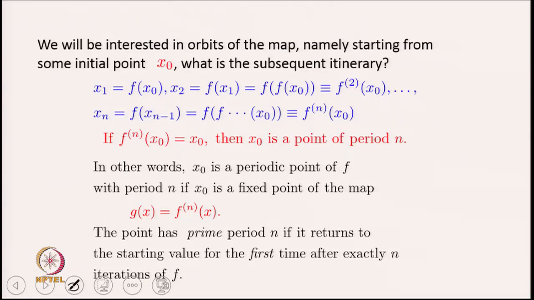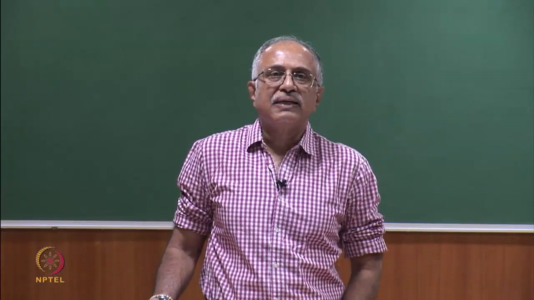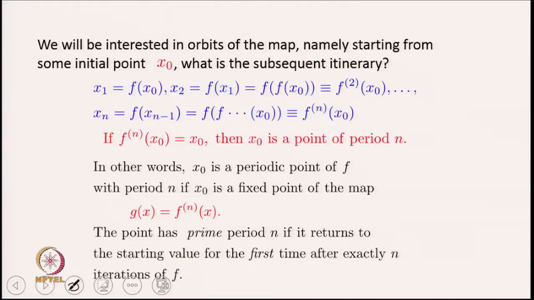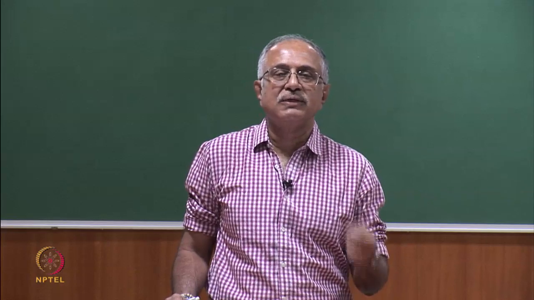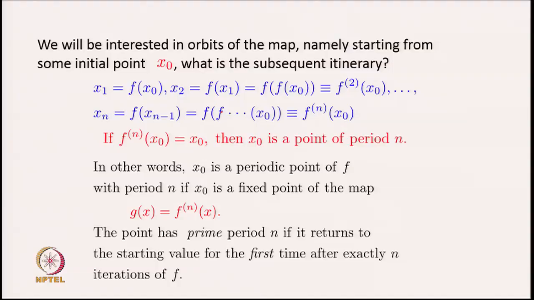In general, though, given some arbitrary function, we are going to be looking at orbits of the map, namely starting from some initial point x naught, what is the subsequent itinerary x1, x2, x3, x4, etc. Now, if your initial condition comes back to the starting point after n iterations, then x naught is said to be a point of period n. Namely, if f to the n of x naught is equal to x naught, then x naught is a periodic point of period n.